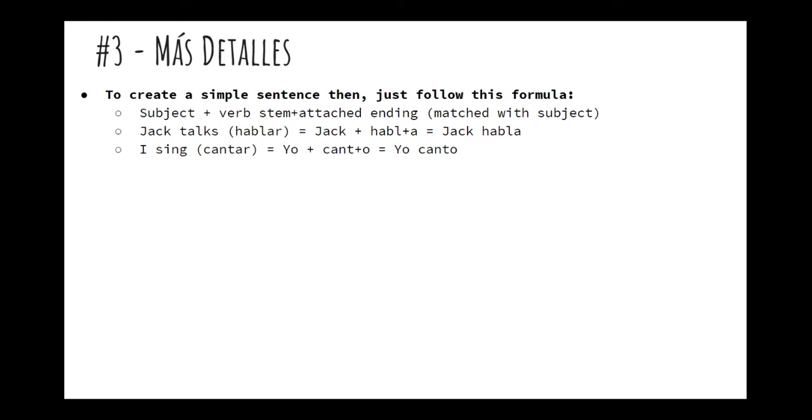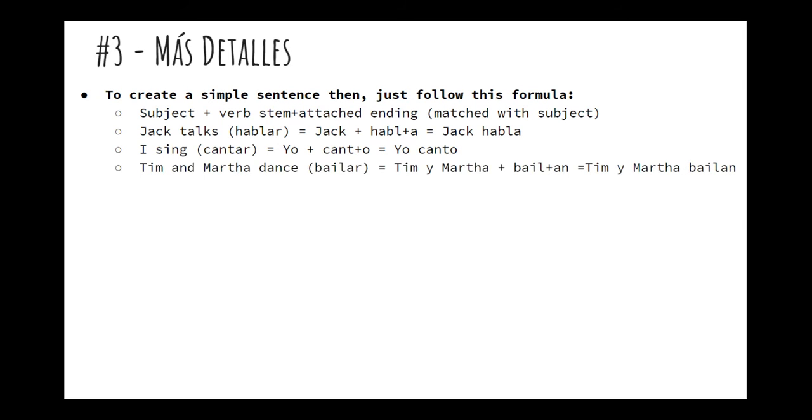You have I sing from cantar. Your stem is cant. Our subject is yo, that'd be the top left box in your chart. We go find the verb ending that's in that same box and paste it onto the end. You get yo canto. Tim and Martha dance. You have, from bailar, Tim y Martha plus the stem bail. Then our ending that matches with Tim and Martha, which would be a they, is the an ending. And you get Tim y Martha bailan.